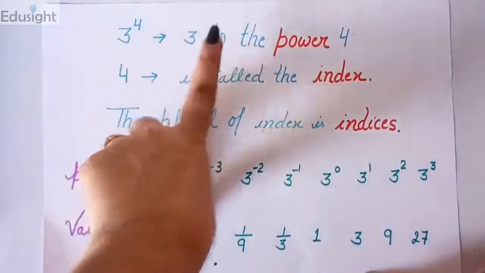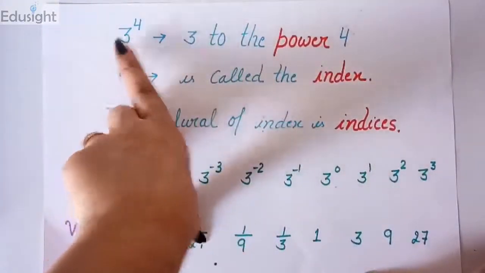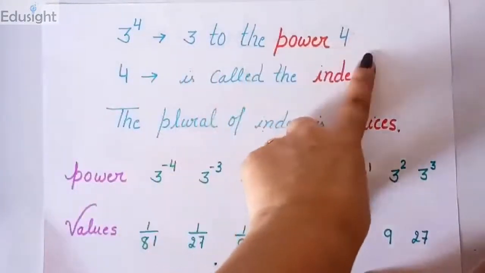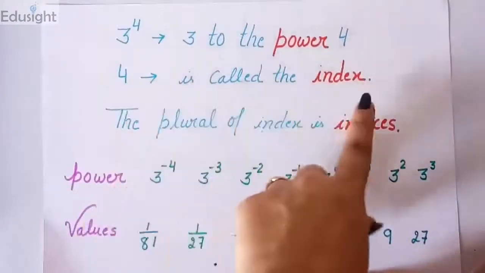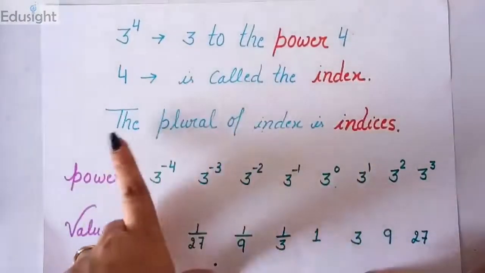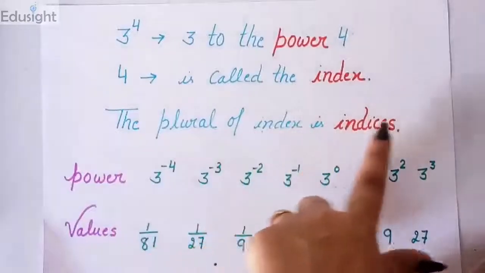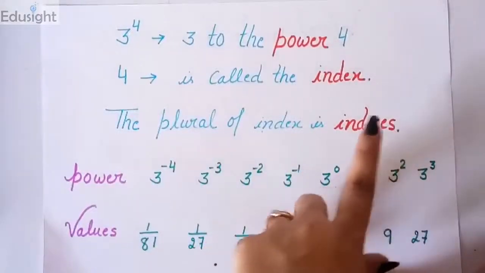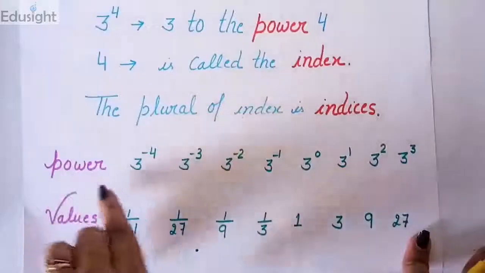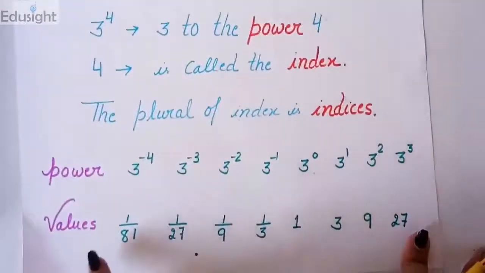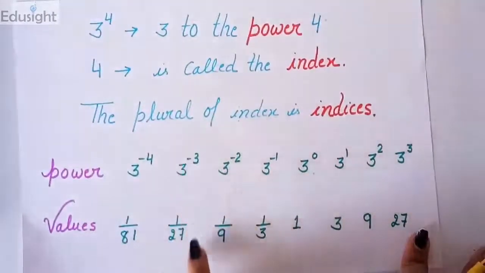So these are some important points. It can be called 3 to the power 4. Therefore 4 is called the index. The plural of index is called indices. So these are some powers and these are the corresponding values.